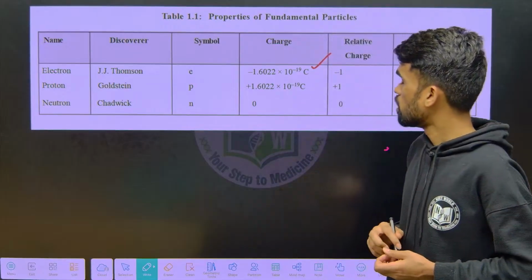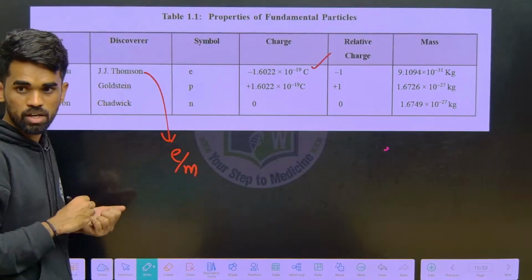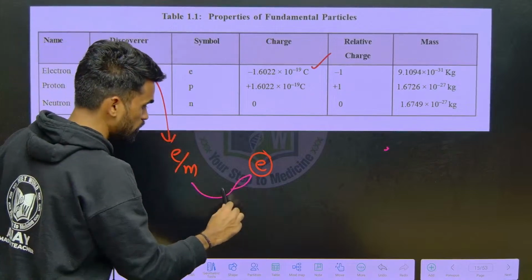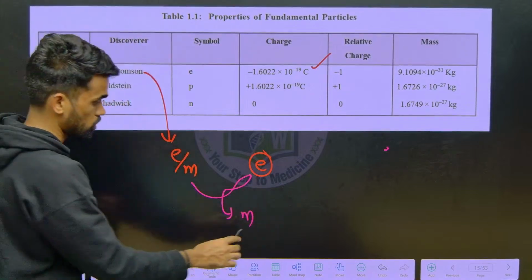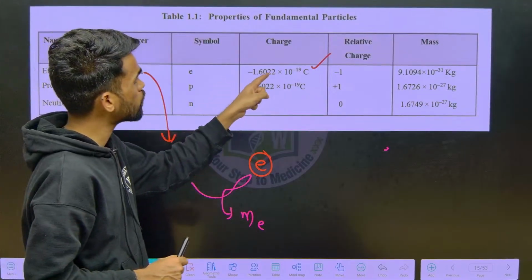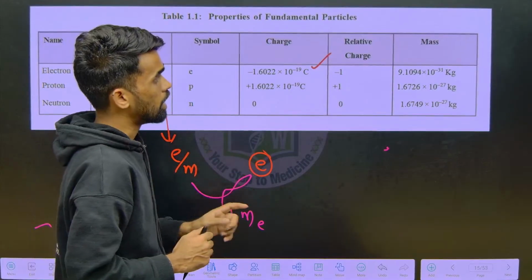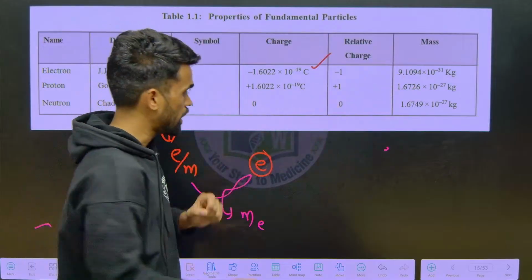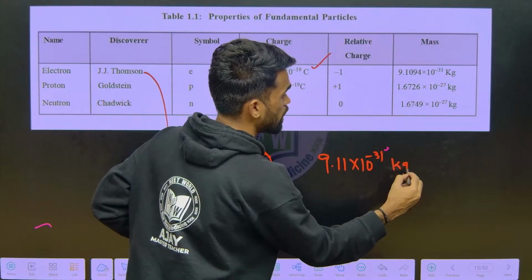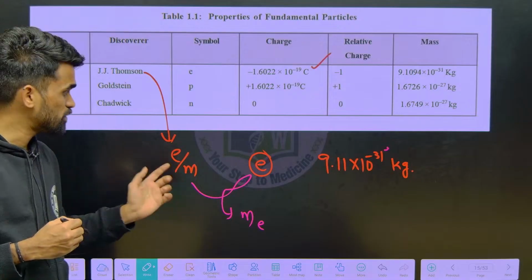From this, J.J. Thomson gave the charge to mass ratio of the electron. Millikan gave the charge of the electron. Together we can find the mass of the electron. Is that clear? Now, what is the charge of the electron? Minus 1.602 into 10 power minus 19 coulomb, you can remember. Next, what is the mass of the electron? 9.11 into 10 power minus 31 kg. Now I am also asking you, what is the charge to mass ratio? Just find it from this.